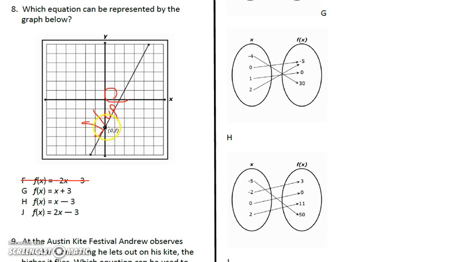Now, I look at this point. This is my y-intercept. If this is my y-intercept, you notice it's crossing at which point? 1, 2, 3, but it's negative. So I'm crossing at -3. So what do you say? G is out. So you are between H and J.